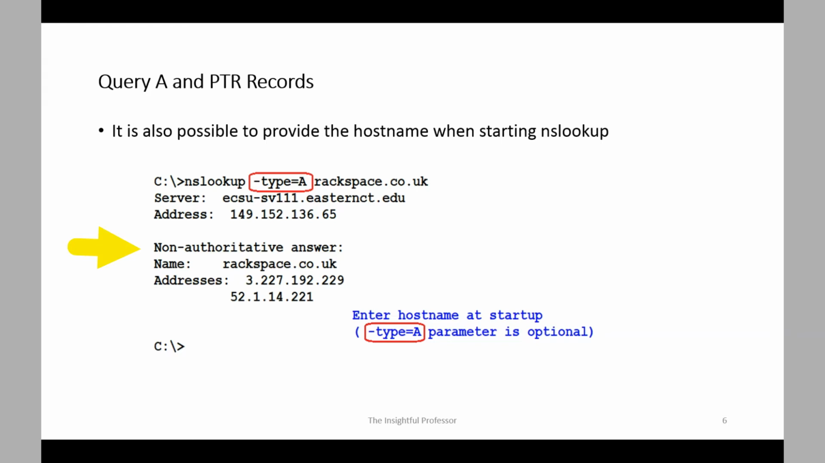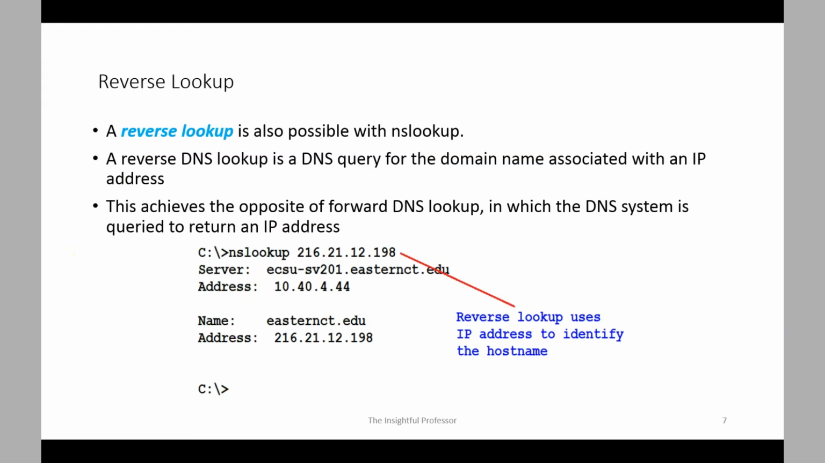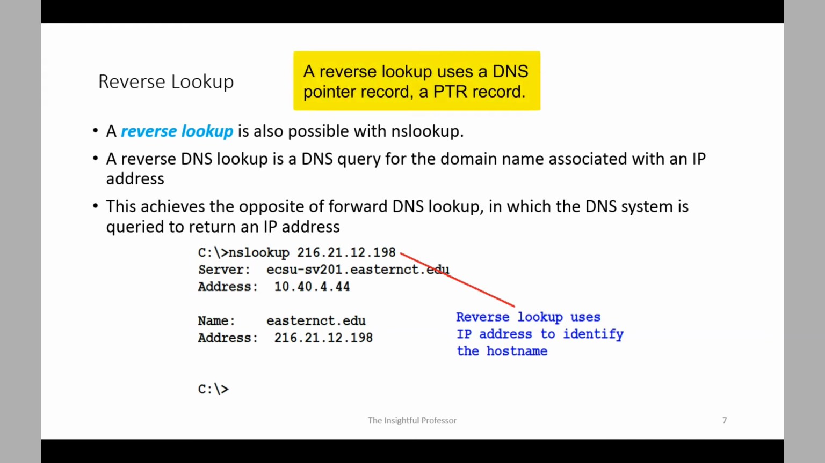Observation here is that the answer is said to be non-authoritative. This means it didn't go to an authoritative server. There's also something called a reverse lookup. And in this case, what we're doing is providing an IP address, and what is returned to us is the name that maps to that IP address, kind of the opposite of the type equal A request that we just submitted. Now, a DNS pointer record, or PTR for short, provides the domain name associated with an IP address. And it's this type of record that is used in a reverse DNS lookup.